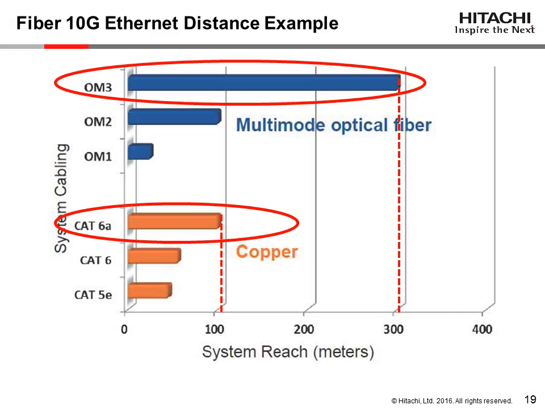This slide compares the currently popular system reach of Category cable, Category 6A, to OM3 optical fiber and shows system reach of 100 meters for Category 6A and 300 meters for OM3. OM3 optical fiber offers 3 times the system reach over Category 6A, reinforcing the previous slide that category cables are best suited for horizontal applications and optical fibers are ideal for backbone applications.